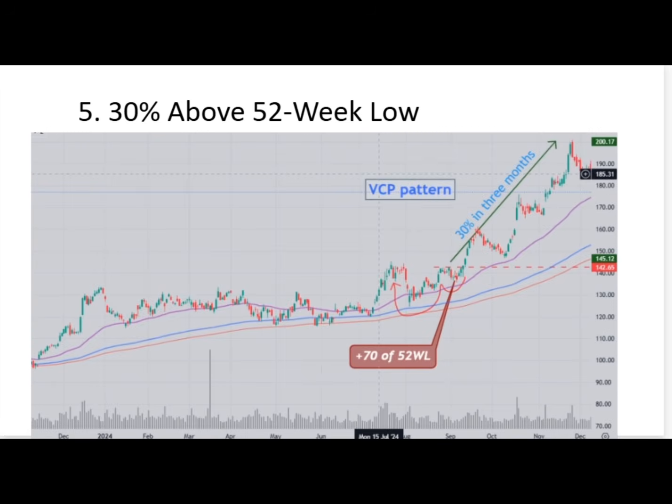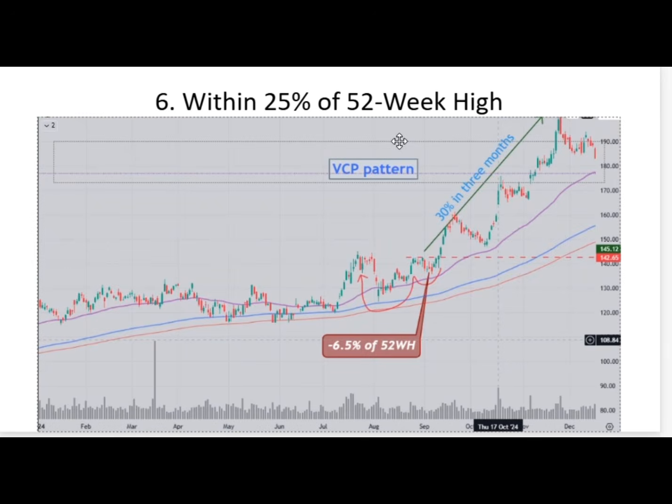Let's move on to point number 6. The stock should be within the 25% range of the 52-week high. The 52-week high is the yearly high of the price for a certain stock. And we can see here that the stock was only 6.5% off the 52-week high. So while the pattern was forming, it was not far from the 52-week high, even less than 10%, which makes the stock stronger and ready to make a new high after it breaks out.